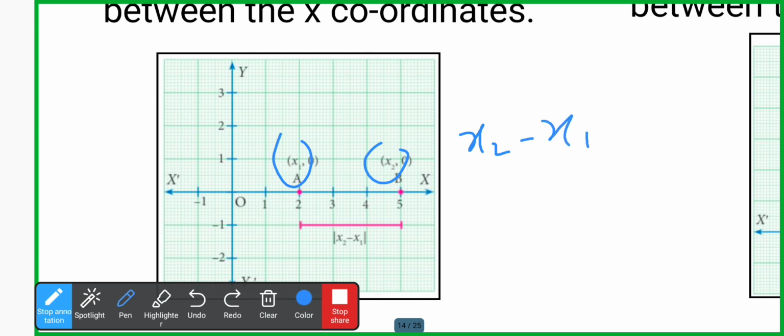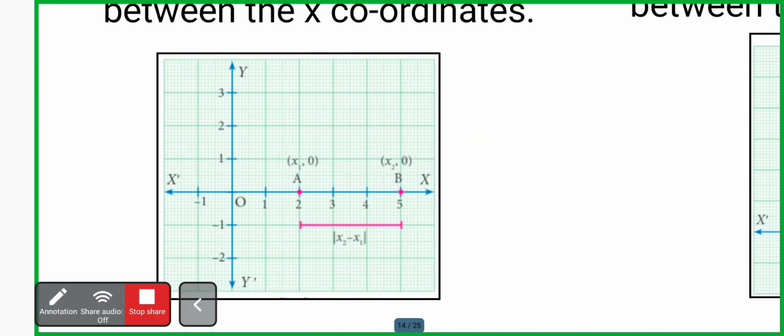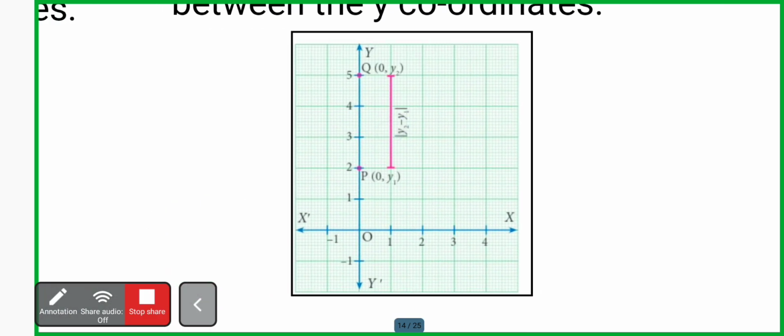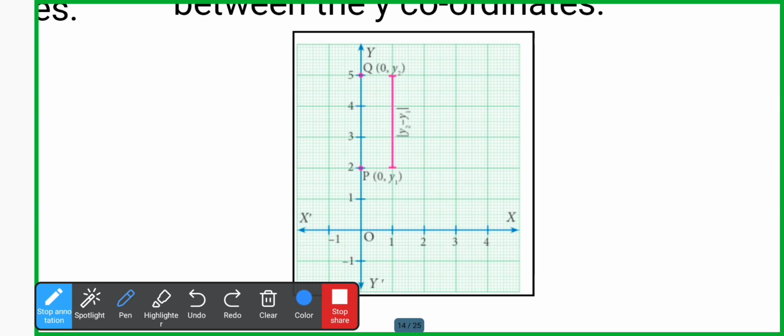That's it. So here it's 5 minus 2. So the answer is 3. So the distance is 3. Distance between these 2 points is 3, right? So if both points are on the x-axis, you are simply going to subtract their x coordinates. Likewise, if both points are on the y-axis, you are going to subtract their y coordinates.